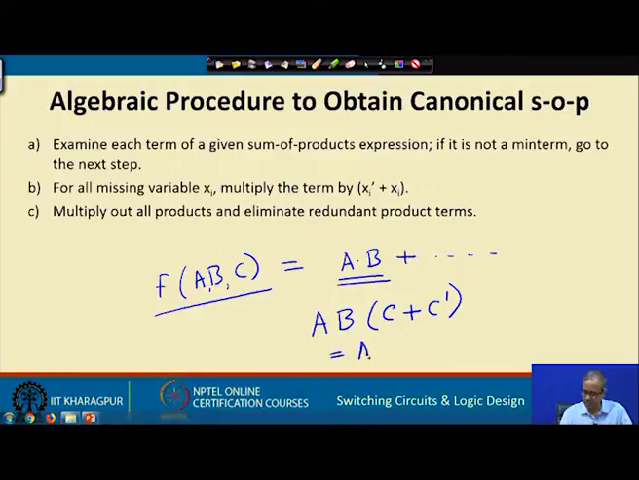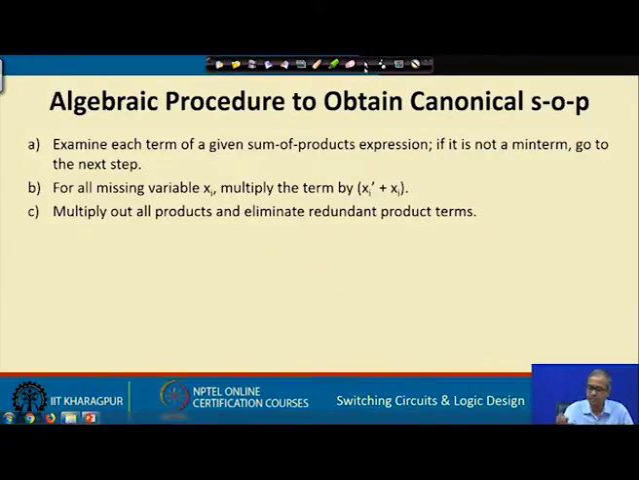If you multiply them out, it will be nothing but a b c or a b c bar, just like this. So, this same rule is being followed here. You see, here we examine each term of a given sum of product expression. If it contains all the variables, that means it is a min term, do not do anything. But if it is not a min term, some of the variables must be missing. So, for every missing variable, let us say x i, multiply that term by x i bar plus x i. Then using the algebraic rules, you multiply out all the terms, and finally you will get a sum of min terms. Some of the min terms may be repeated. So, you eliminate the repeated, redundant ones, and what you get will be your canonical sum of product.